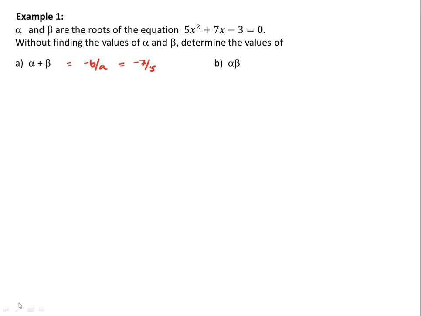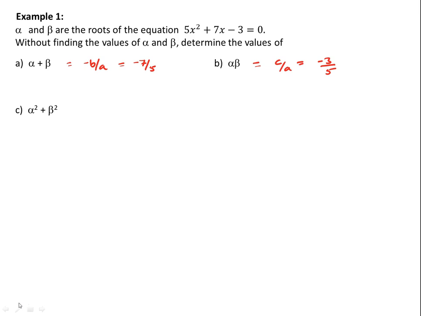Alpha times beta, we know, is equal to c upon a. C is the coefficient of the constant. It's the constant number at the end of the quadratic equation. So c is minus 3. So alpha times beta is c upon a, which is minus 3 over 5, or minus 3/5.